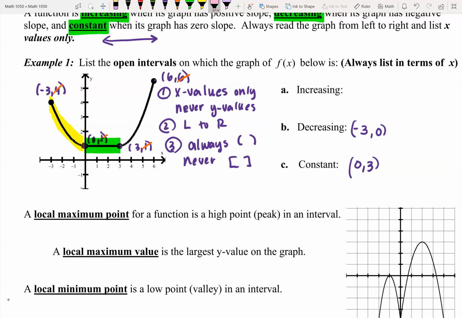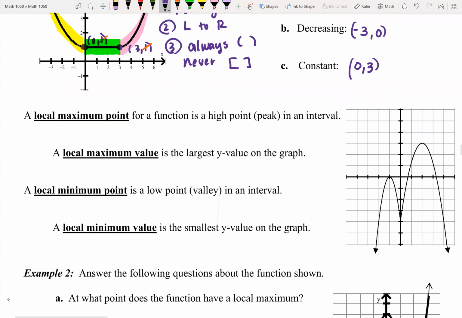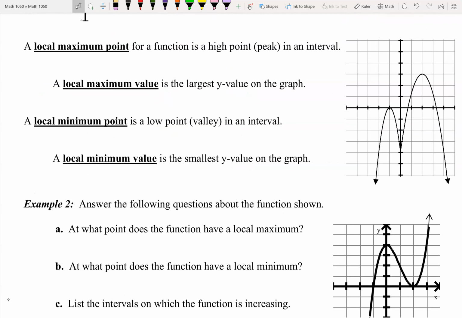Let's do this one. You tell me what's happening, everybody. Increasing. And it begins at, tell me, guys, 3, and it ends at a 6. Close with parentheses. Done. Easy. Okay? Okay. Local maximum point, local maximum value.